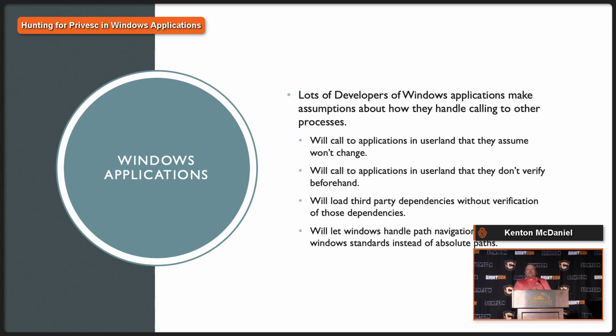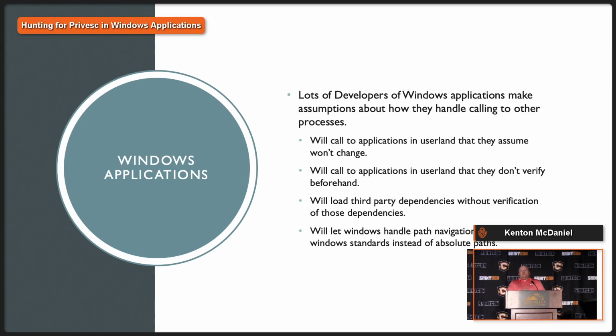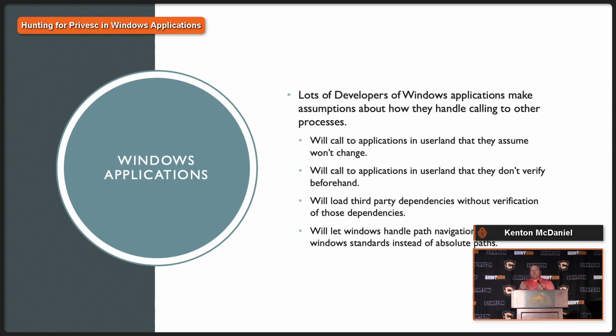I don't consider the read permission a standard user land thing, because usually read doesn't get me anywhere. So they'll make these assumptions that they can just call down into user land whenever they want to, but they don't understand the ramifications of calling down into user land. Same thing with third parties, right? They're calling their own stuff in user land, or they're calling third-party stuff in user land. Or they'll let Windows handle the path navigation for them. And I'll dig a little bit deeper into that.